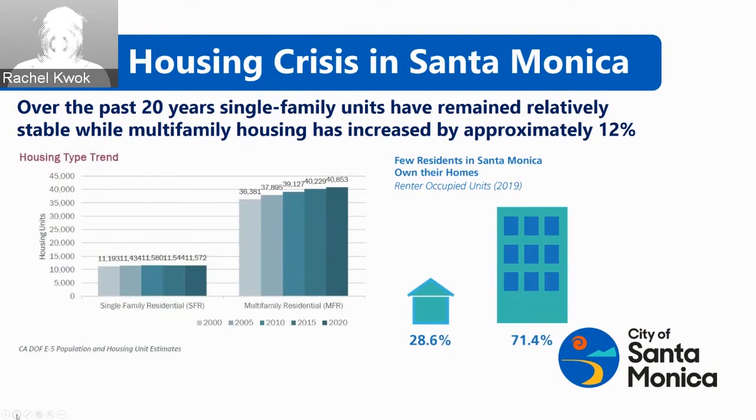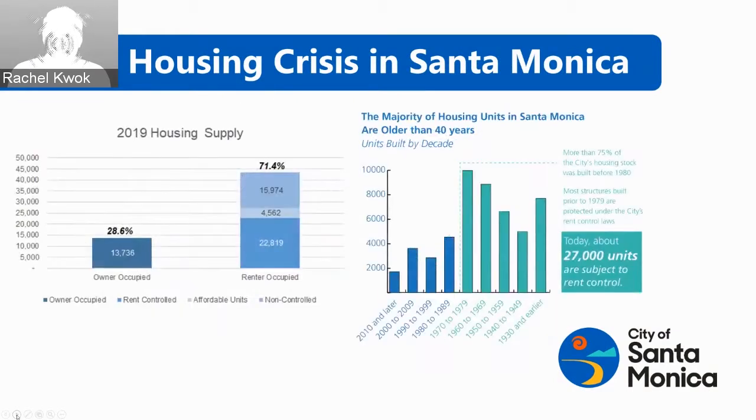And as you can see, in terms of home ownership, as compared to most cities and even the nation, we have a very low percentage of home ownership. About 28.6% of the population here owns their home, while the vast majority of our residents are renting their house or a housing unit. To break down our housing supply, as I mentioned before, 28.6% are owner occupied. The rest, the 71%, are renter occupied.